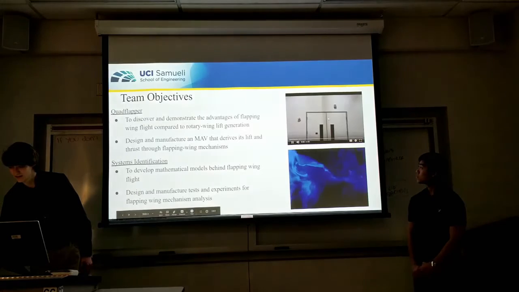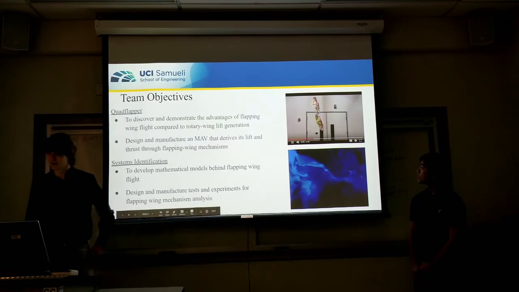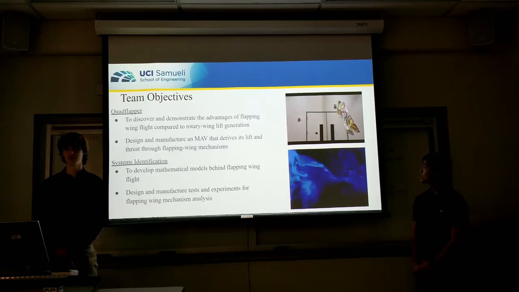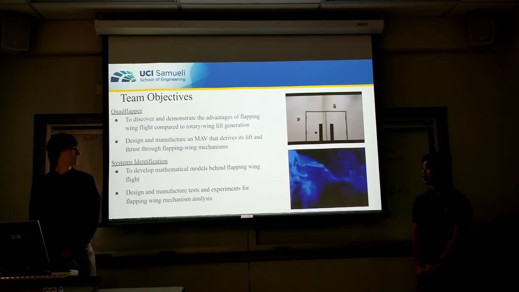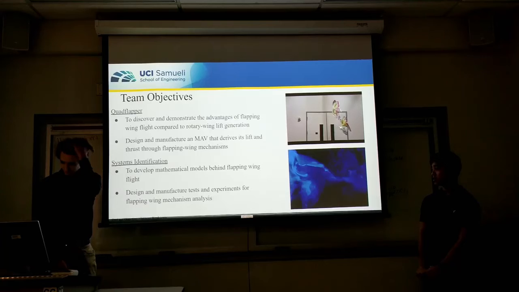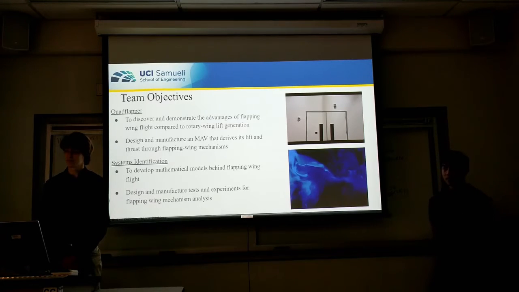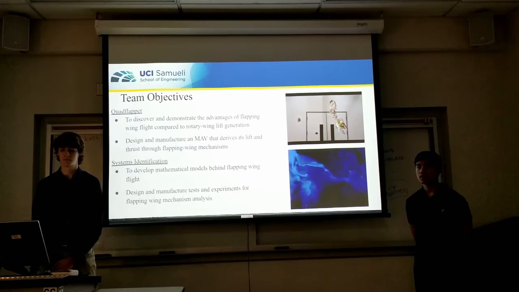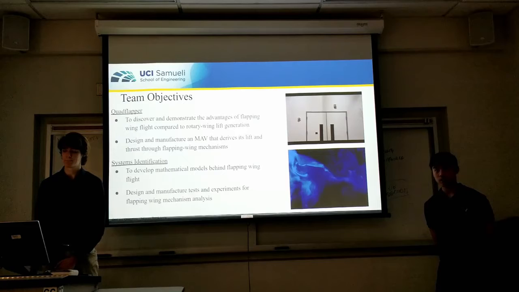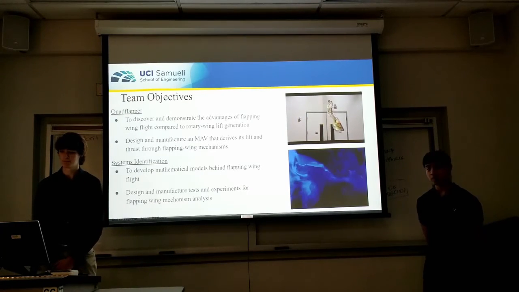Here's a quick video of our quad flapper flying. You can see it uses 4 ornithopter designs for flapping wings to generate its thrust and lift. For systems identification, some of the team objectives are to develop mathematical models behind flapping wing flight and to design and manufacture test experiments for flapping wing mechanism analysis. The way we do this is through slow motion video using a fog machine and laser to visualize flow fields, and also complex equipment such as particle image velocimetry.